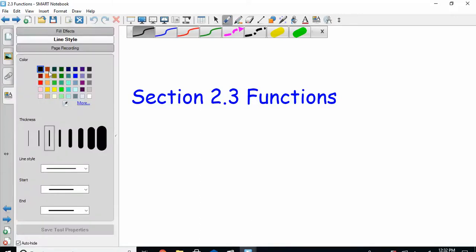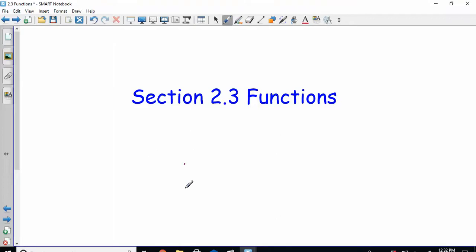Let's see how much of it you remember. We start out talking about what a function is. Do you guys know the difference between a function and a relation? A relation is just any set of ordered pairs, any kind of correspondence. But a function is a specific type. If something is a function, then your x never gets repeated.